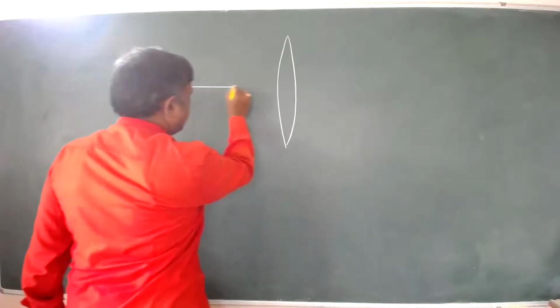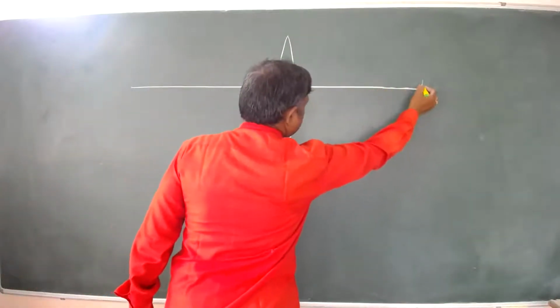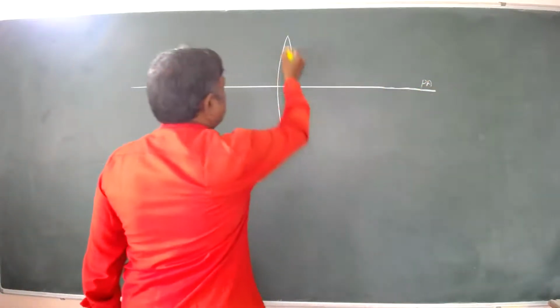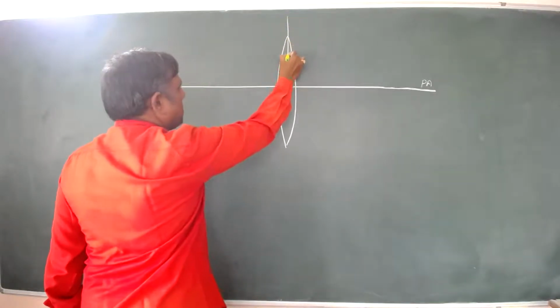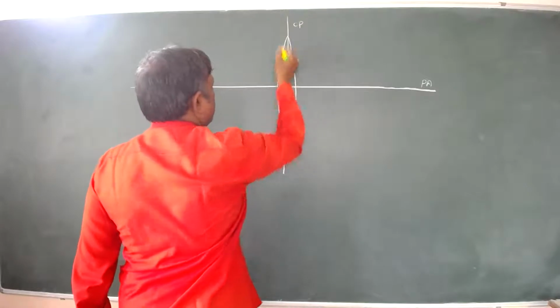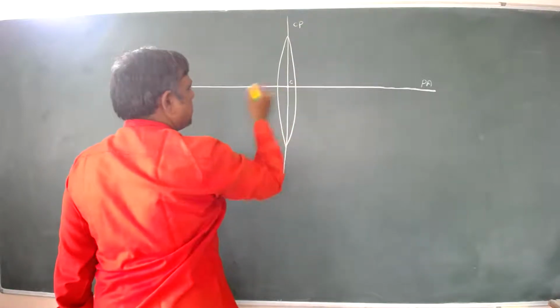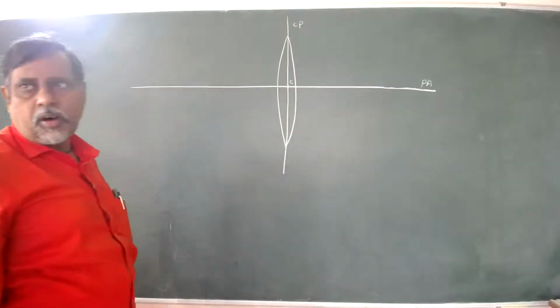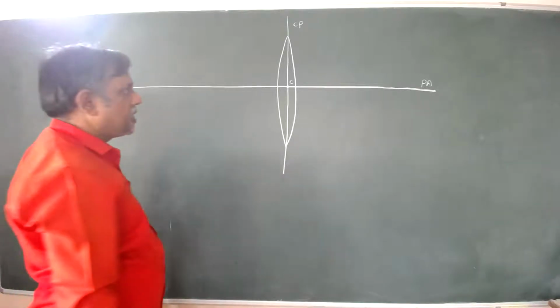What are they? One is the principal axis. This is the principal axis. Now, the central plane you need to mention over here. So this is the central plane. And this is the optic center, which is C. First, you mention all primary ones, next secondary ones.